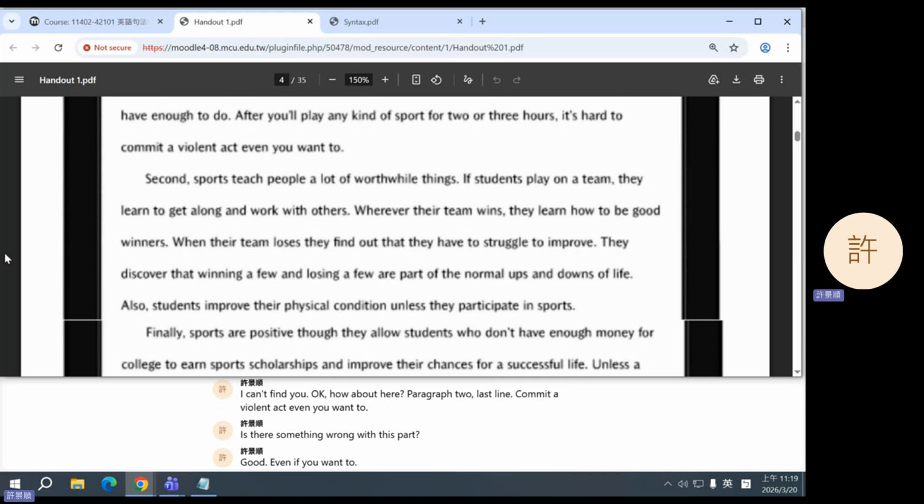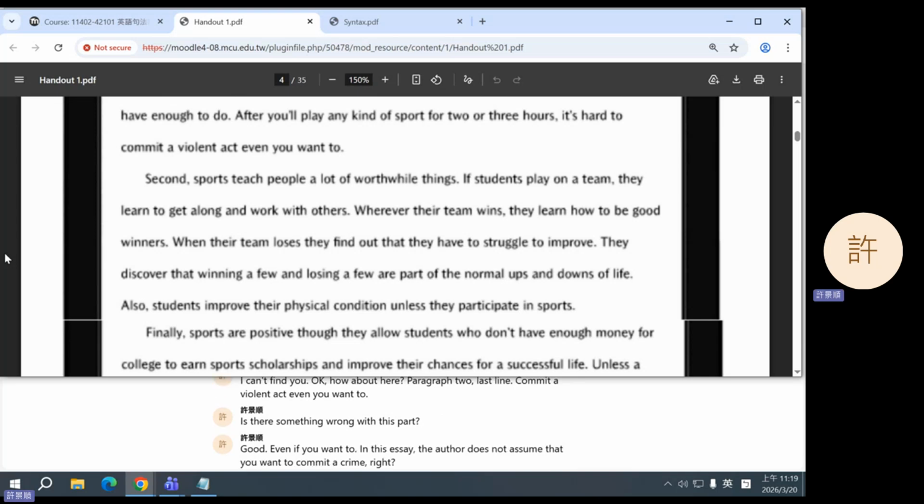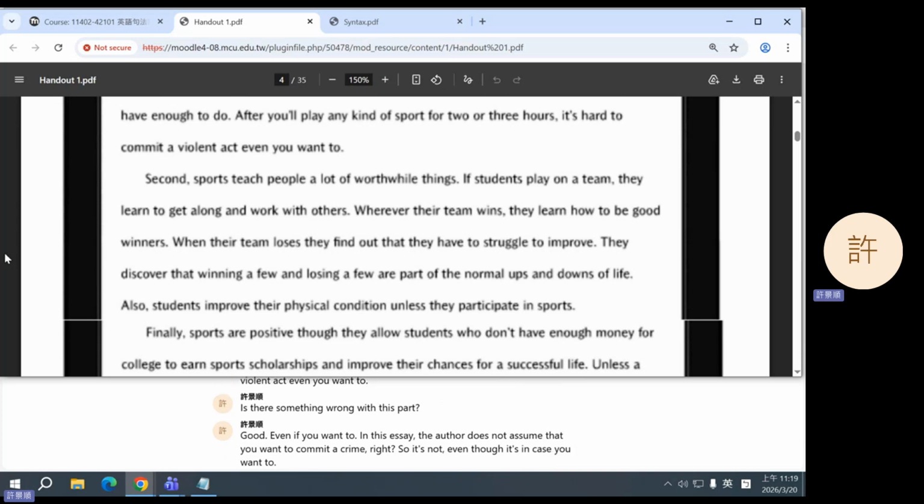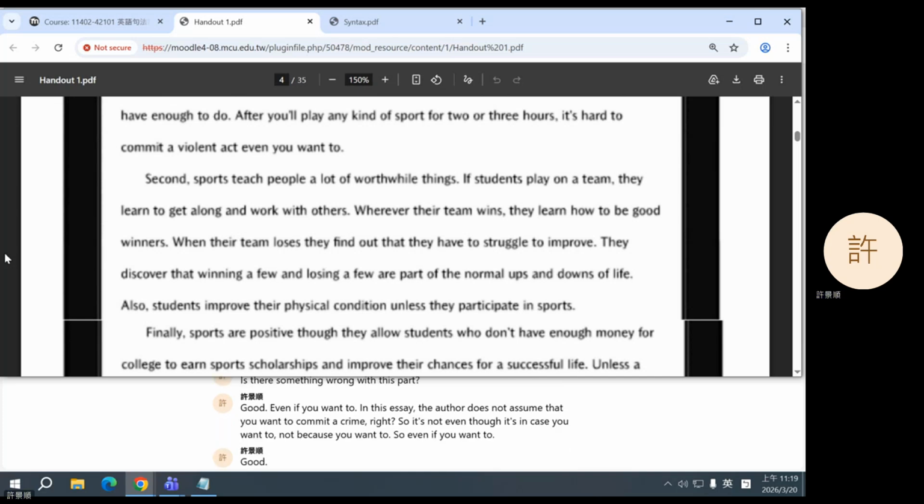In this essay, the author does not assume that you want to commit a crime, right? So it's not even though. It's in case you want to, not because you want to. So even if you want to. Good. Great.